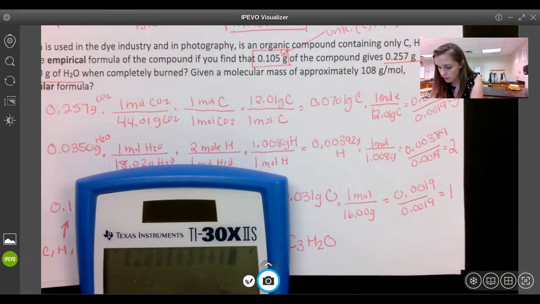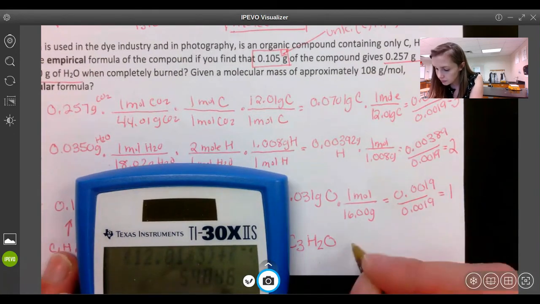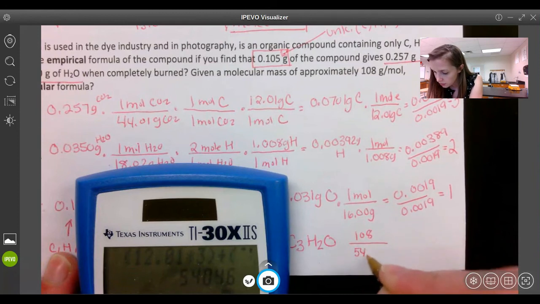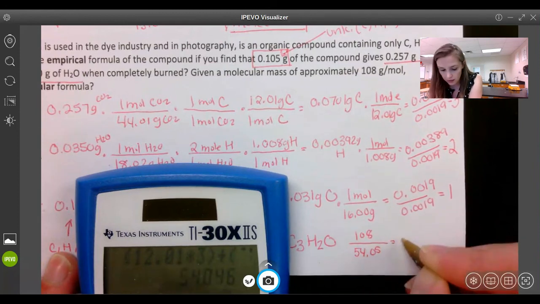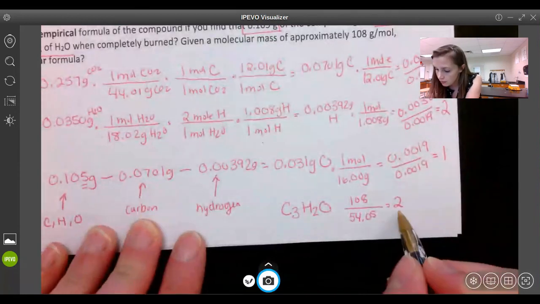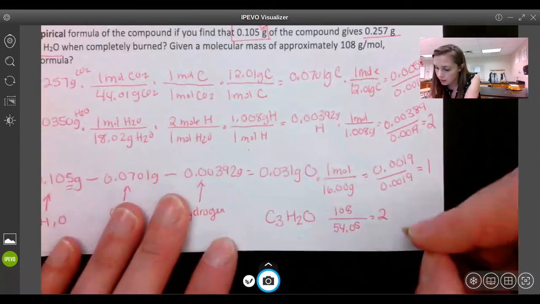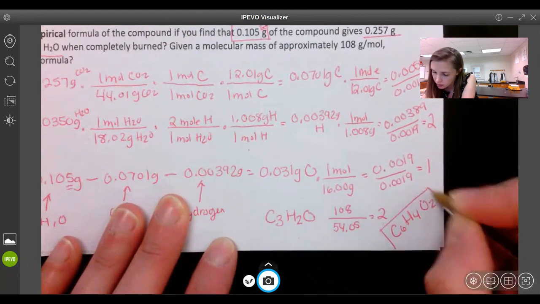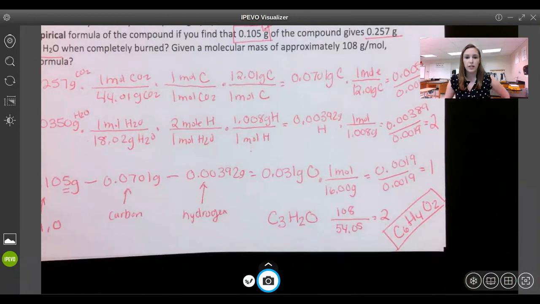Okay, if we then, for some reason I don't have this on my paper, if I do my 12.01 times 3 plus 2 times 1.008 plus my 16, okay, we have 108 divided by 54.05. That's going to give me a 2. Okay, and then finally I'm going to multiply all the subscripts by it, so C6H4O2. And that would be my final molecular formula.